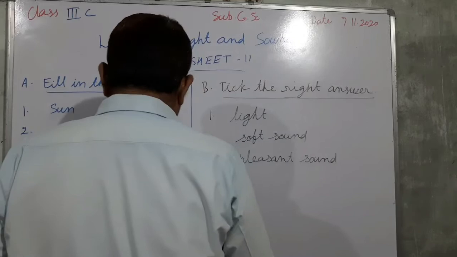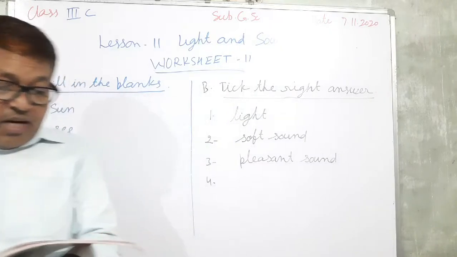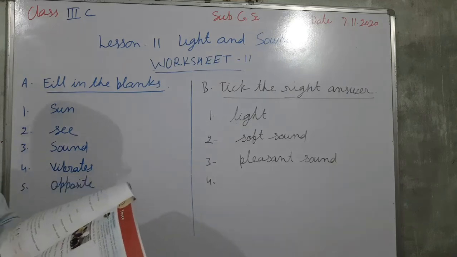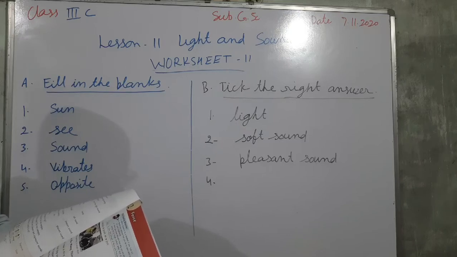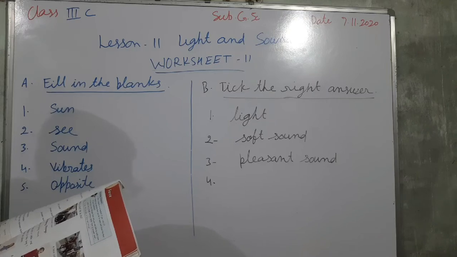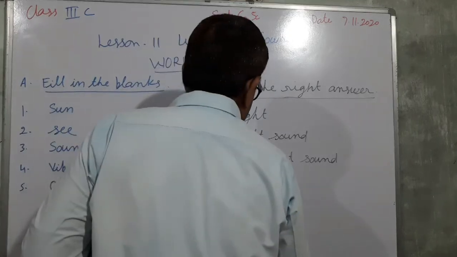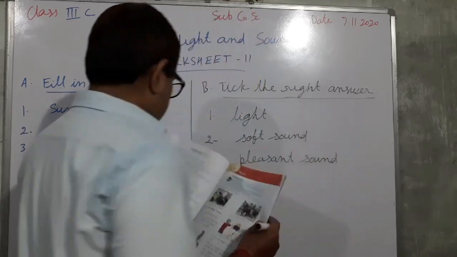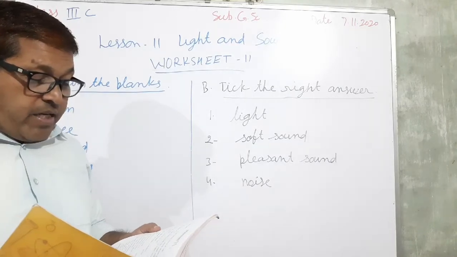And fourth, it may make a person hard of hearing. Now next you see, three options are there: soft sound, noise, and pleasant sound. So here noise is the correct option. Noise may make a person hard of hearing.